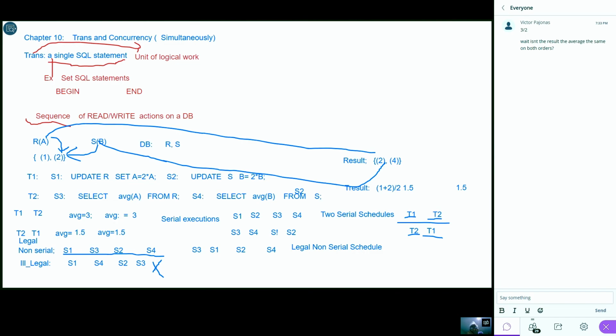Okay, now, what about if I have 3 transactions? How many serial schedules are there? I got 3 transactions. T1, tell me fast. T2, T3. How many serial schedules are there?